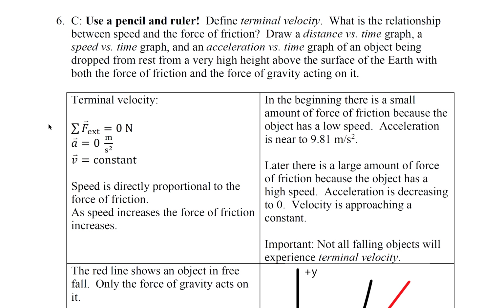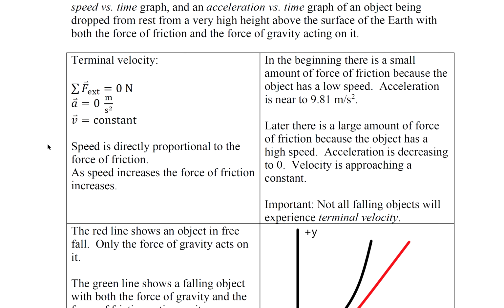Question 6. Use a pencil and ruler. Define terminal velocity. What is the relationship between speed and the force of friction? Draw a distance versus time graph, a speed versus time graph, and an acceleration versus time graph of an object being dropped from rest from a very high height above the surface of the Earth with both the force of friction and the force of gravity acting on it.